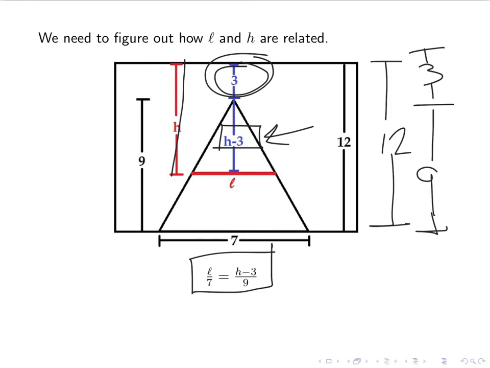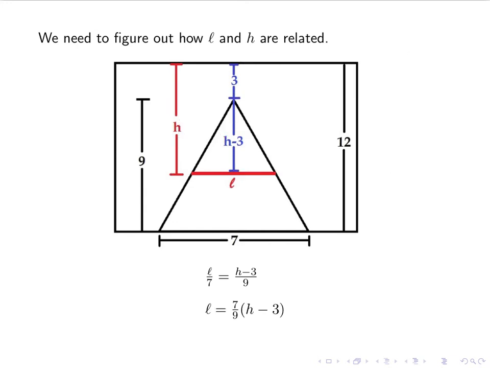Okay, so I'm setting up my ratio. Again, the base of my smaller triangle over the base of my bigger triangle equals the altitude of my smaller triangle divided by the altitude of my larger triangle. And then I take that equation and I solve it for L. So L is 7/9 times h minus 3.